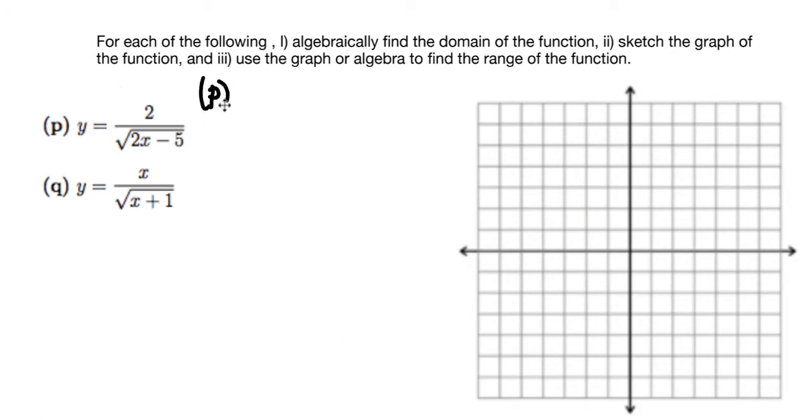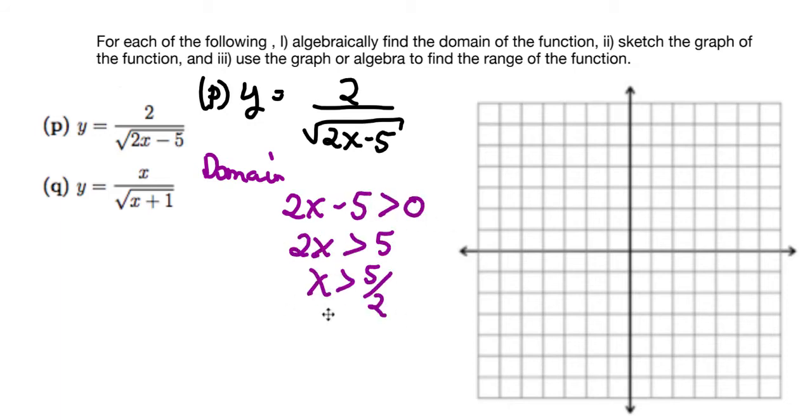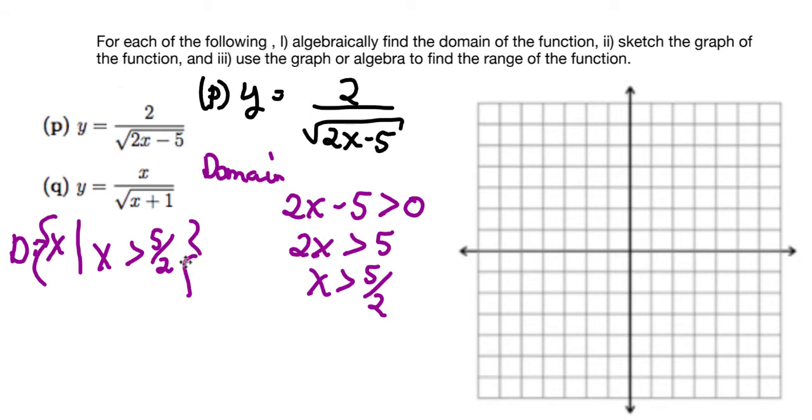Okay, P, we have y is equal to 2 divided by the square root of 2x minus 5. So here we have x underneath a radical and in the denominator of a fraction. So then you take whatever is underneath that radical and in the denominator and set it greater than 0. So our domain is x such that x is greater than 5/2.